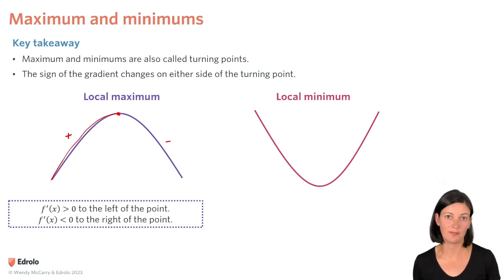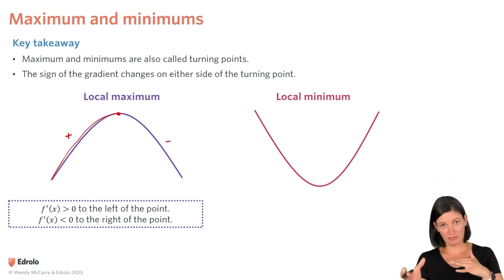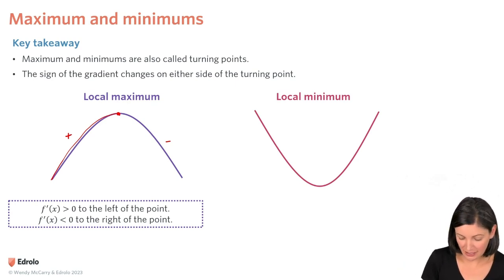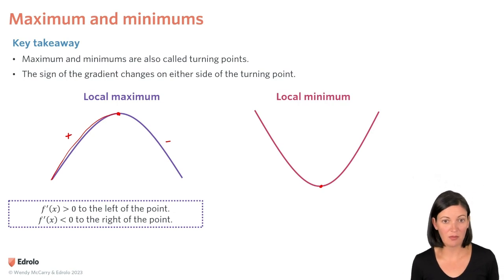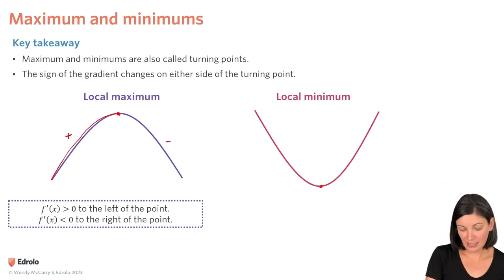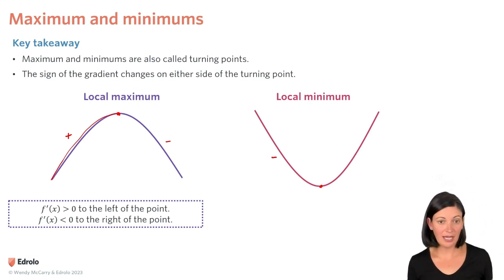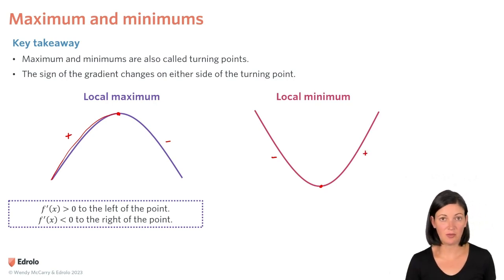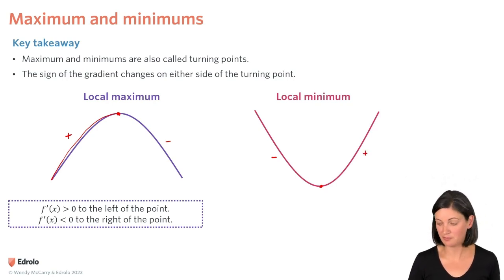Similarly, but opposite, we'll look at a minimum point. You can see here, let's say that was my turning point right at the bottom of that curve. You can see that the gradient here is always negative on the left of the minimum, and then it's always positive on the right of the minimum point.